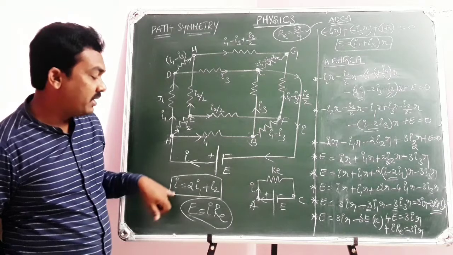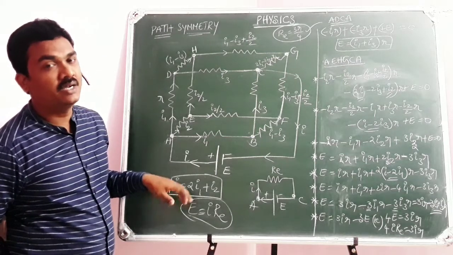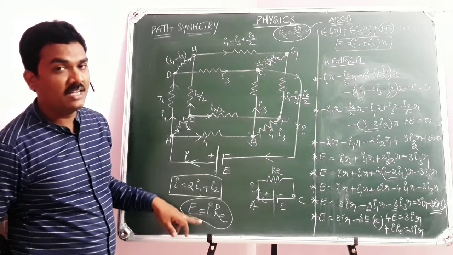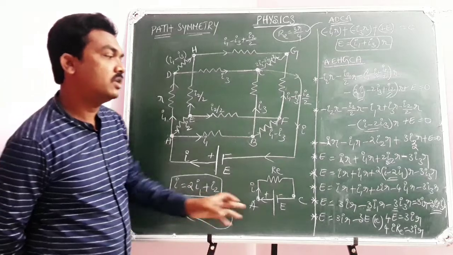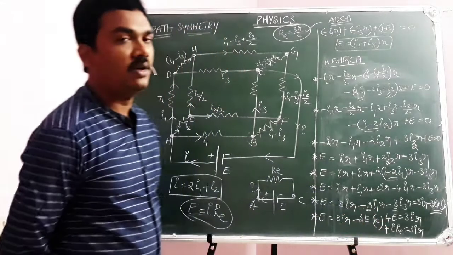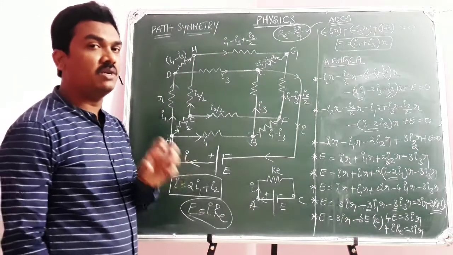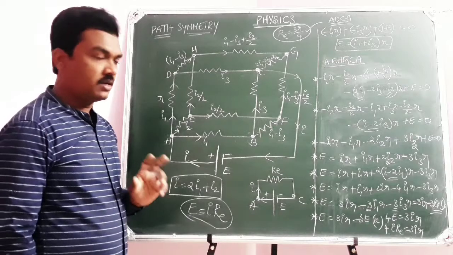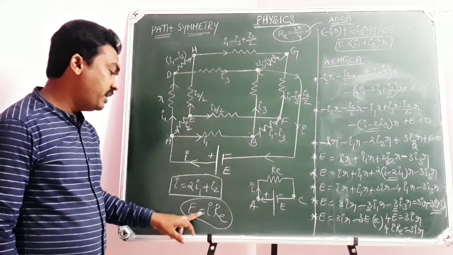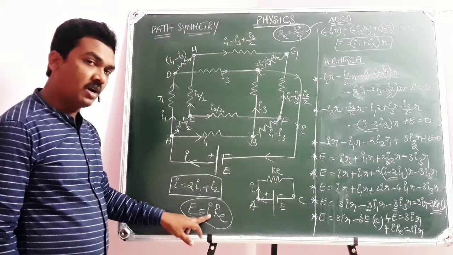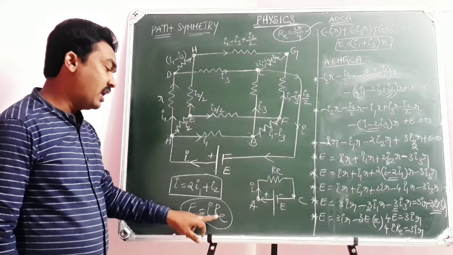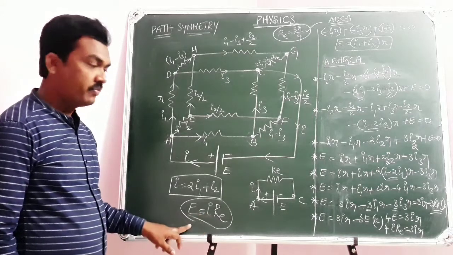So ultimately what will be left for you? I in terms of E or E in terms of I. So that we come across an equivalent resistance. This is the technique what you need to understand. Hope you got the technique. E should be in terms of I and small r. I will cancel. Re will be in terms of small r.